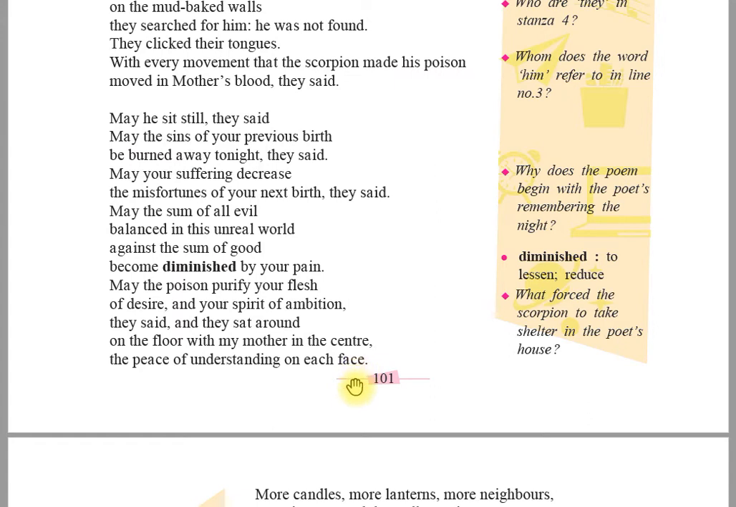Now, let us try to understand what you mean by this stanza. Over here, the farmers express the belief that the pain would burn away the sins of a previous birth and decrease the misfortunes of a next birth. They hoped and believed that the poison would purify her mind of her physical desires and ambitions. They sat around her with calm faces as though they seemed to understand why the woman was stung. The expression on the peasants' faces is in direct contrast to the painful struggling of the narrator's mother.